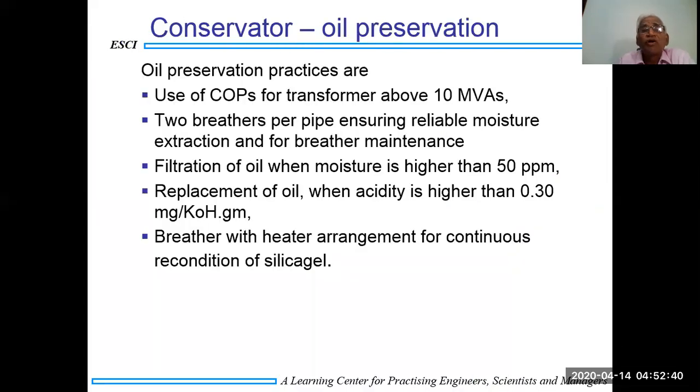Now the whole thing is called the conservator oil preservation system. Oil preservation practices are the use of a COP, conservator oil preservation, for transformers above 10 MVA, 2 breathers per pipe ensuring reliable moisture extraction and for breather maintenance, filtration of the oil when the moisture is higher than 50 millimeters, replacement of oil when the acidity is higher than 0.3 milligrams per gram, and breather with heater arrangement for continuous reconditioning of the silica gel. These are also available in some of the models in India.